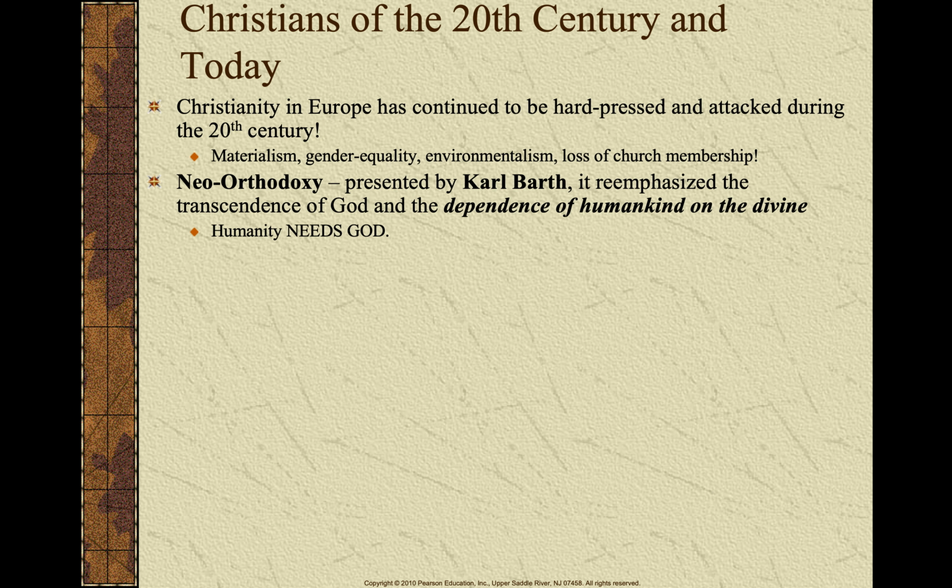We do see some theological movements within Christianity during the 20th century. There's neo-orthodoxy, presented by a man named Karl Barth. He emphasized that humanity needs God, that humans cannot live without God. They are dependent upon God, and therefore society needs God. Society is dependent upon God.